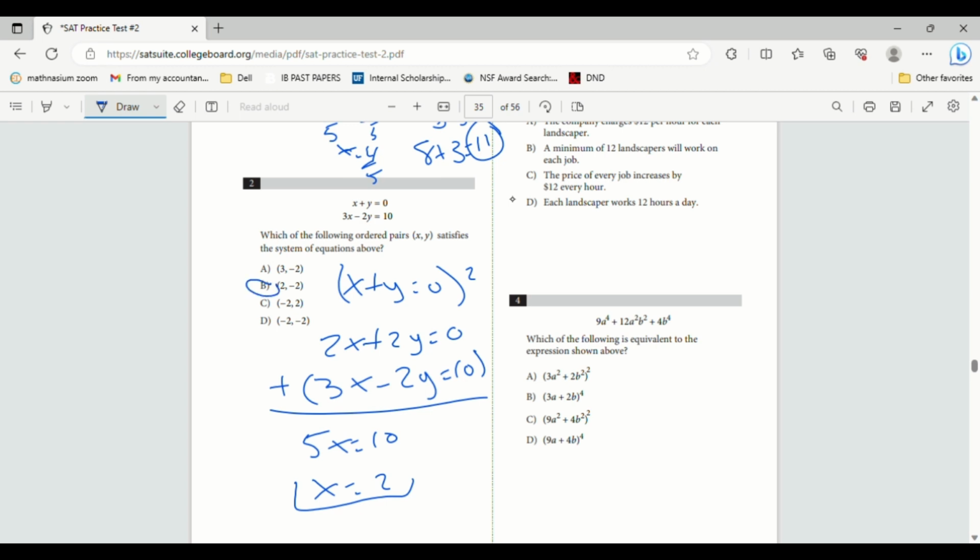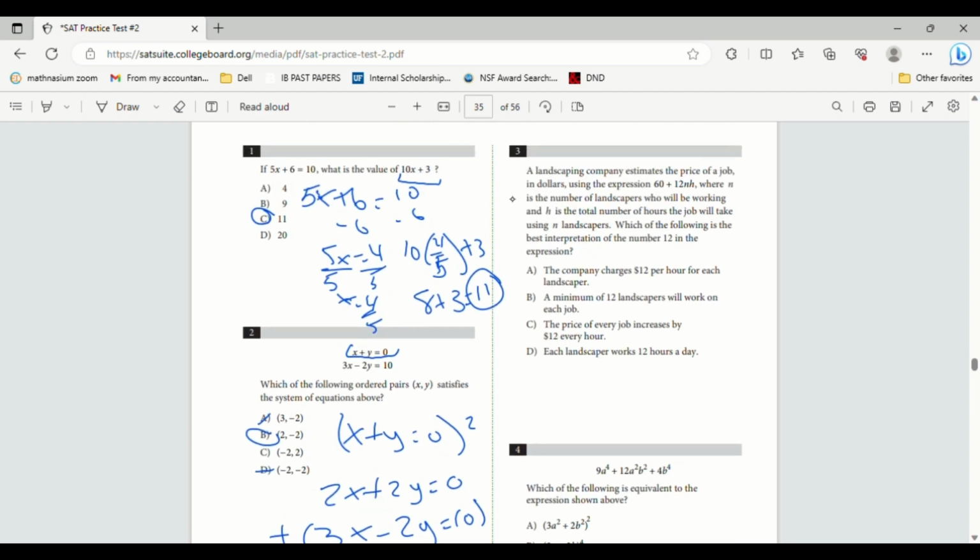Now, something to keep in mind is that we didn't have to do any math to deduce which answers could possibly be it, because the first equation says x plus y equals 0, which means that the two solutions, x and y, have to be the same number but different signs. And so right away, A can't be it and D can't be it. So it's either B or C, and then from there you solve using standard algebra, and then you get to your answer.